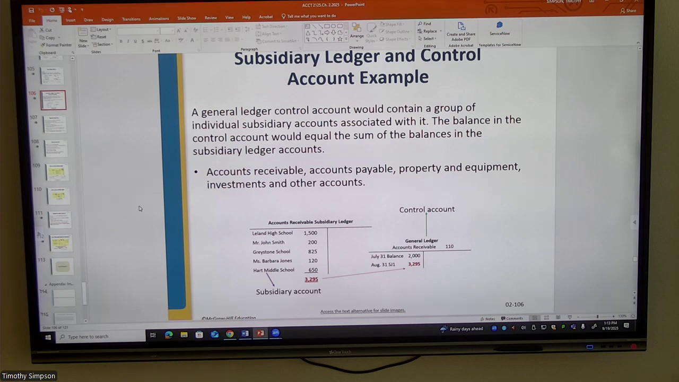Okay. All right. And then one final topic, and I think we talked a bit about this before, but we didn't really finish it, and that's the idea of subsidiary accounts and how they relate back to some larger account or control account.